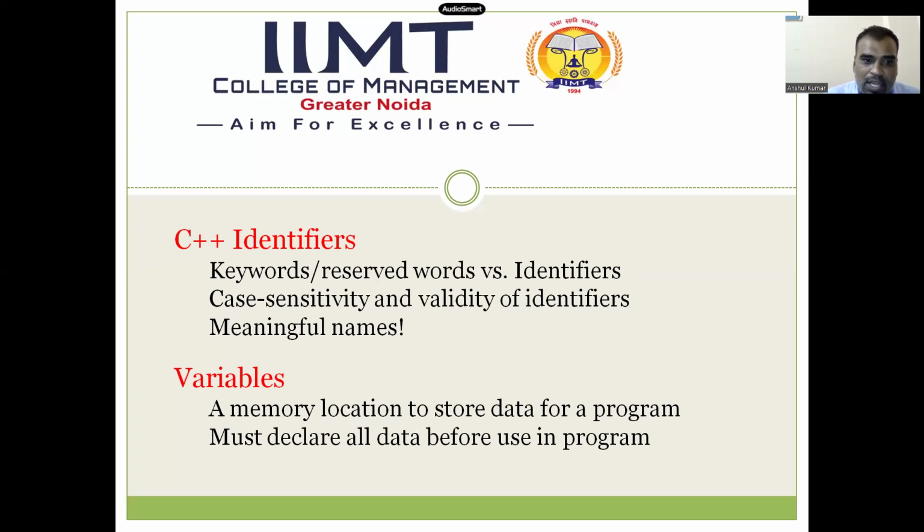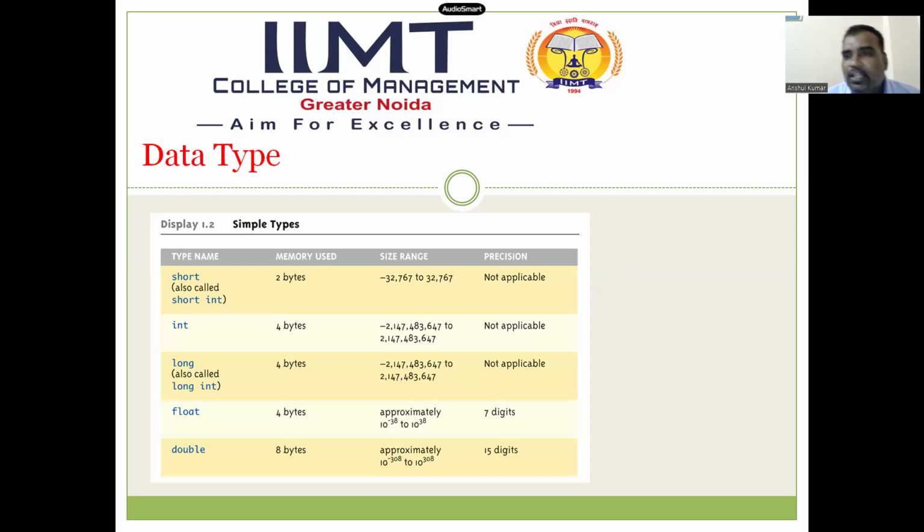The next word is variable. A variable is a memory location to store the data for a program. All variables must be declared before using them in the program. And the word is constant. You know about the constant. A constant is also known as a value, or a literal, which is stored in a variable's location. And next is the data type.